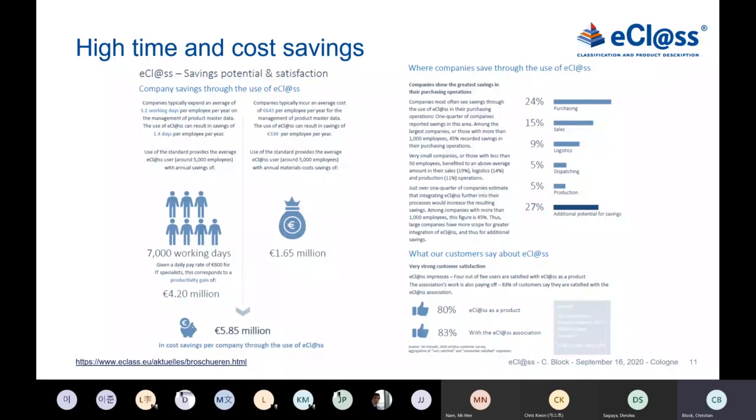If you use ECLASS, so you get these slides after my presentation, you can save a lot of money with standardized data exchange. So I don't want to go into detail in this slide. You can read it by yourself later on. You can save a lot of money using standards in data exchange.